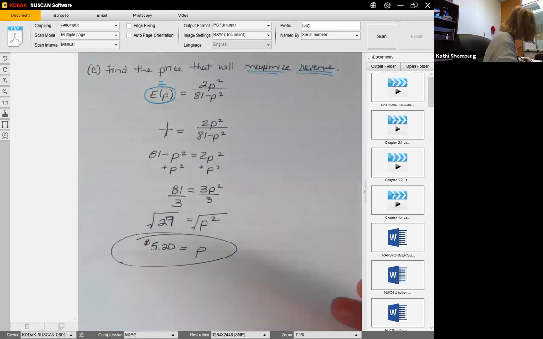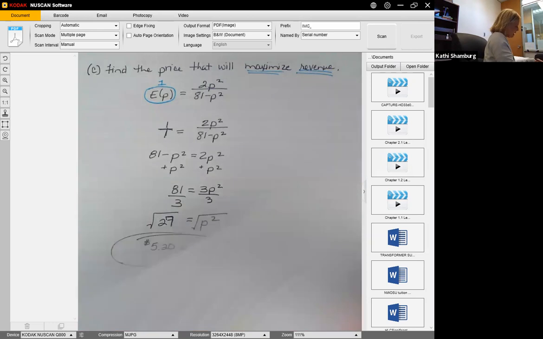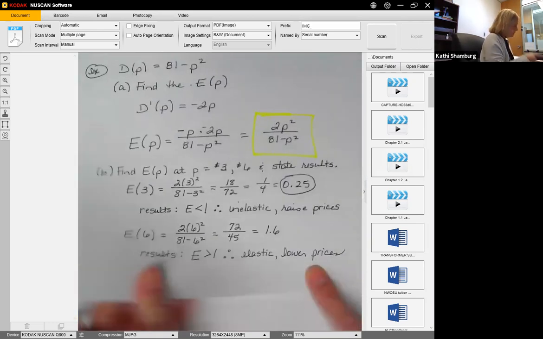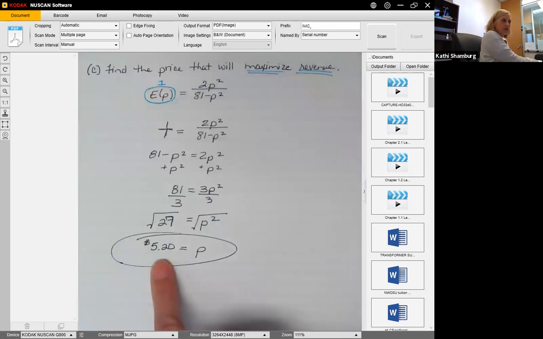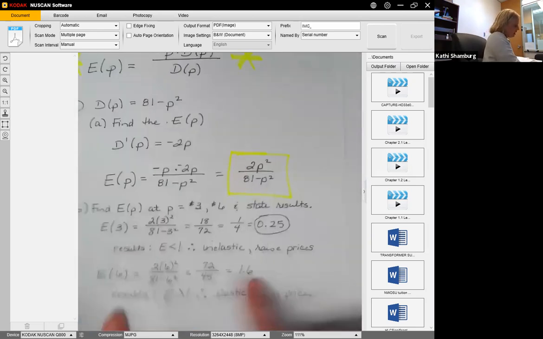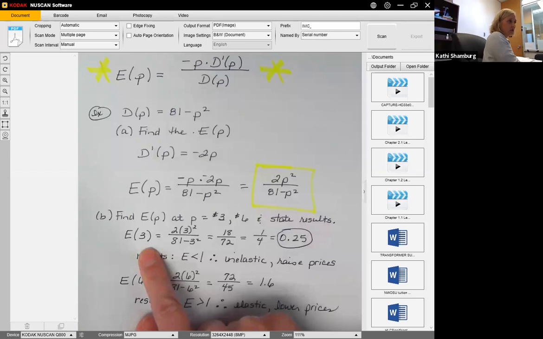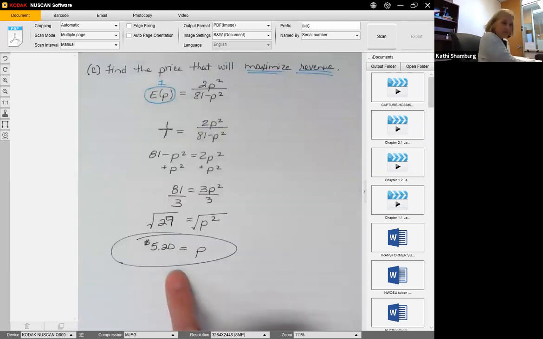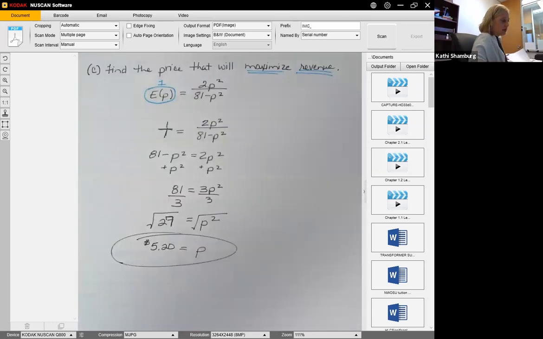Now, this number makes sense. When we calculated at E of 6, it said you better lower your prices. That's lower than $6. When we calculated at $3, it said, you know what? You have a lot of give here. Raise your prices to build up your revenue. This is definitely more than $3. So that is what companies look at on setting prices.